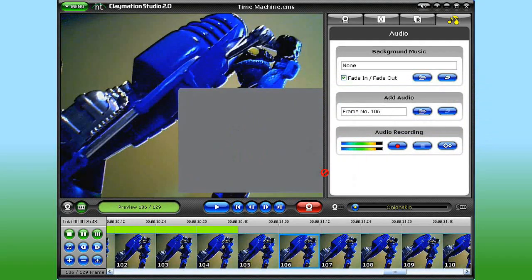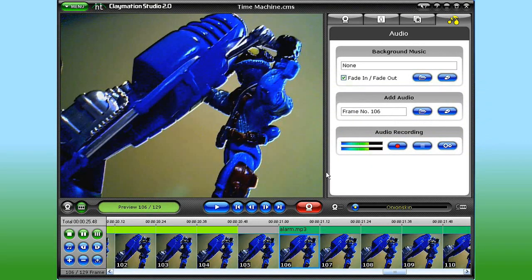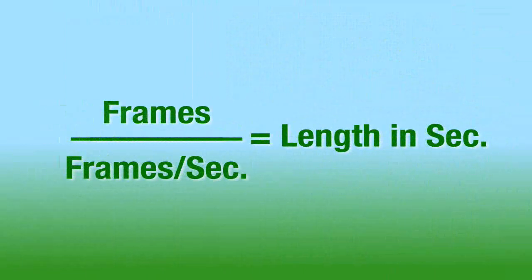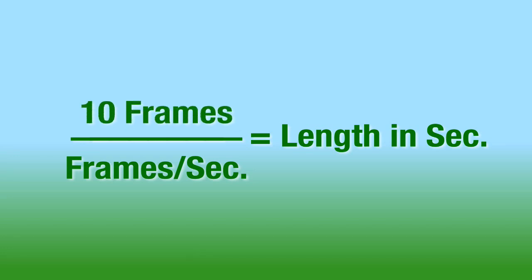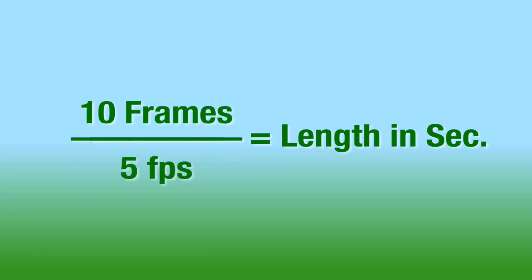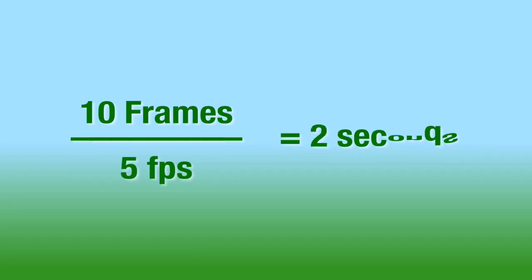Now here's a tip. To determine how long a sound should be, you divide the number of frames you want the sound to cover by your project's frame rate. For example, if you want a sound effect to support 10 frames of animation and your project's frame rate is 5 frames per second, well then the audio should only be 2 seconds long.